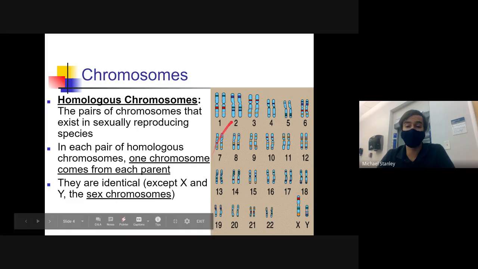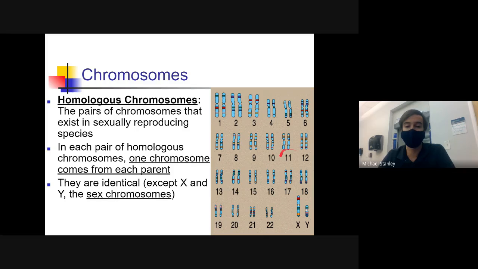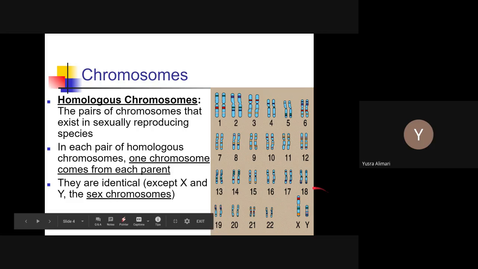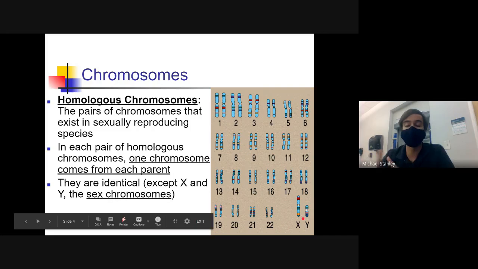So those are the only chromosomes that are different. All of the other chromosomes, all the other pairs, are all the same. They're all identical. It's just one copy comes from mom and one copy comes from dad. The XY is the only one where you get different copies from your dad than you do from your mom, potentially.